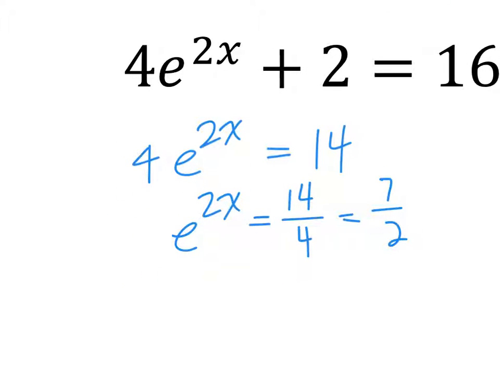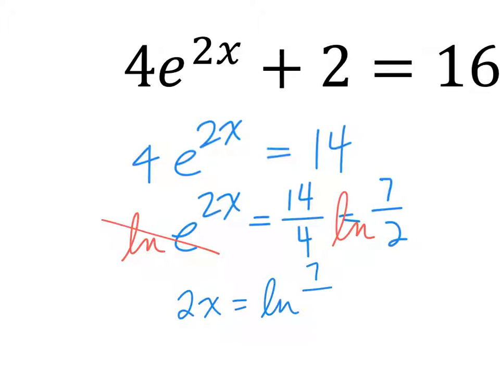What kind of log has a base of e? Natural log. So what we can do is take natural log of both sides, and the natural log and the e will cancel, because log of the same base and exponent of the same base will cancel. Okay? This is 2x equals natural log 7 over 2.